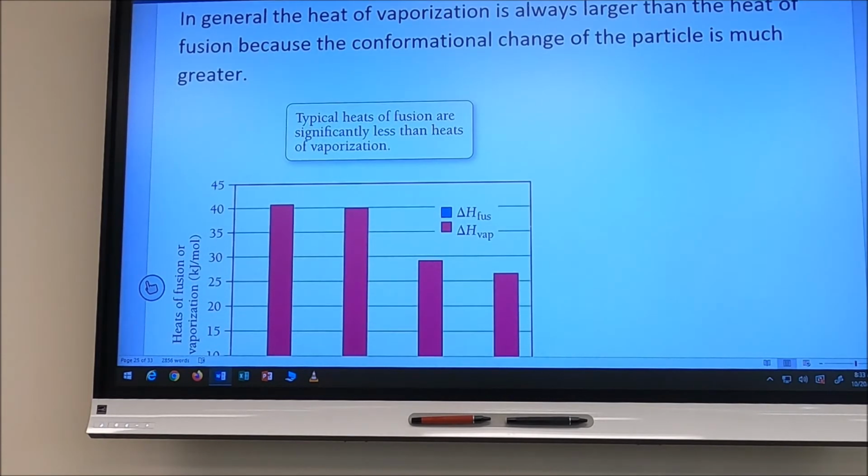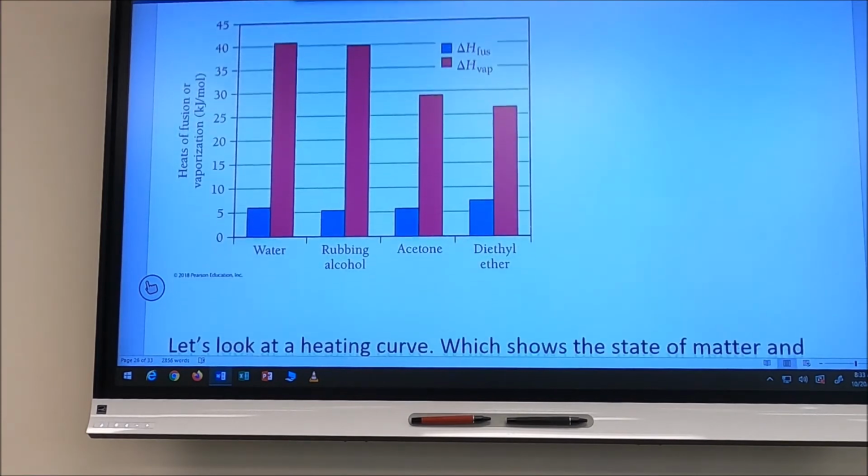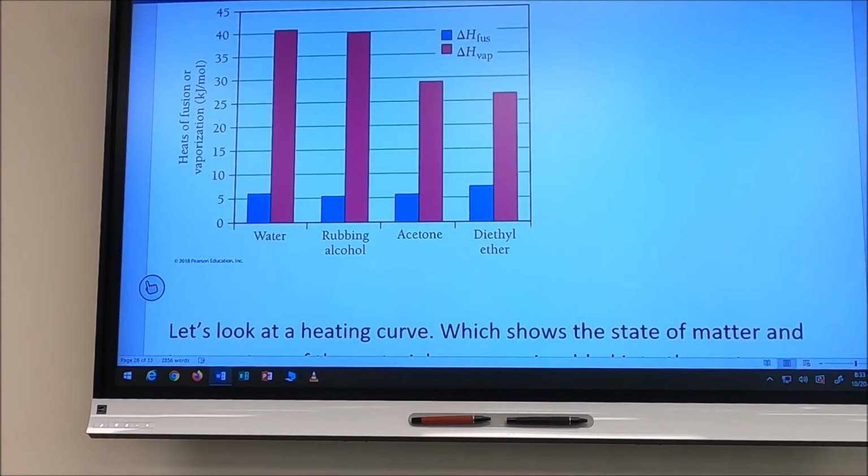Now, in general, heat of vaporization is always larger than heat of fusion because there's a much larger conformational change as we move from liquid to gas than from solid to liquid. Think about it. Going from solid to liquid, the particles move a little bit apart. Going from liquid to gas, the particles move way far apart. So as you can see here, heat of fusion is much smaller than heat of vaporization for a given substance.